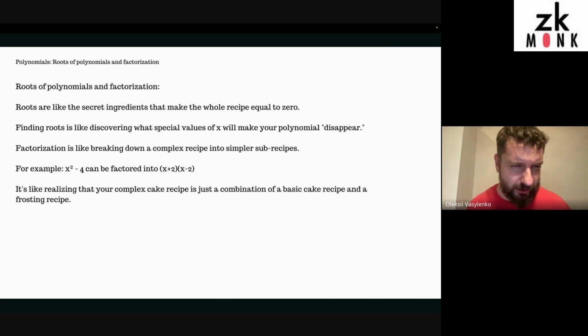Roots of polynomials and factorization. Roots, as if you saw Kung Fu Panda, are a secret ingredient which makes the polynomial result equal to 0. So you have a formula. If you put in correct values, the whole formula should be 0. Many attacks on crypto are based on this, especially on elliptic curves. And factorization is splitting a large formula with a high power into smaller factors, because smaller factors are easier to solve than a very complicated polynomial with many elements.